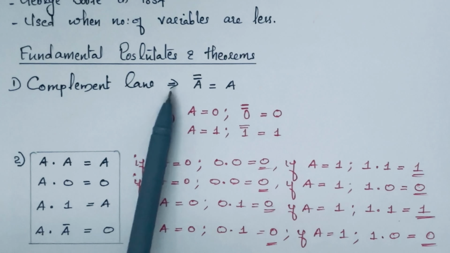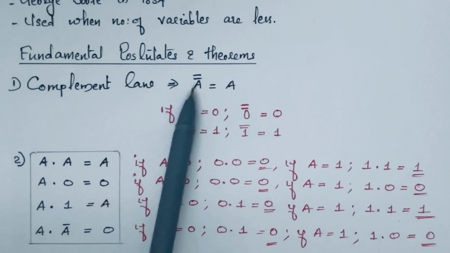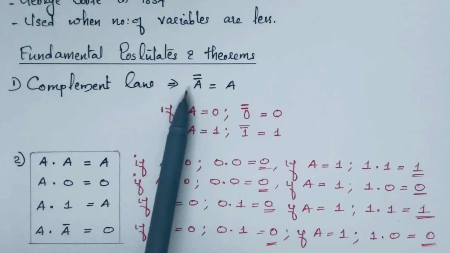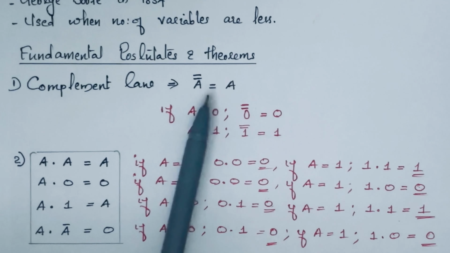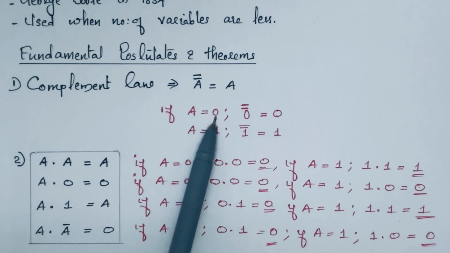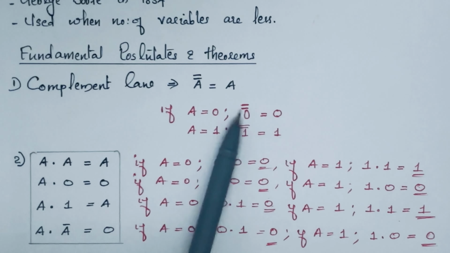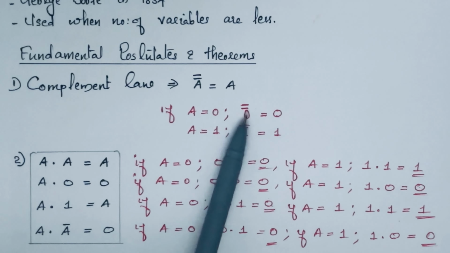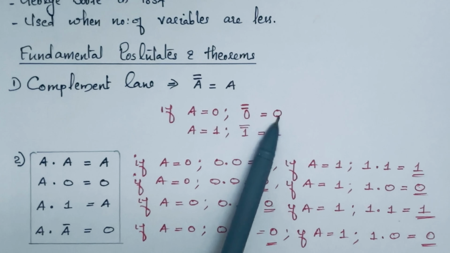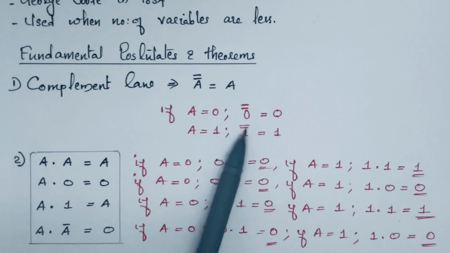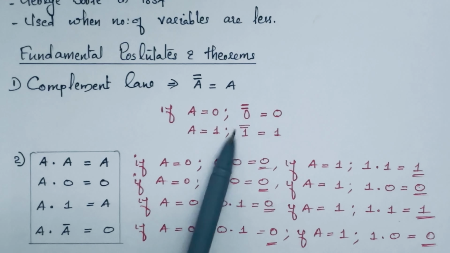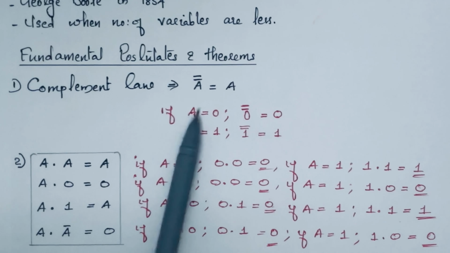The complement law states that A complement the whole complement is equal to A. That means if we complement a binary number twice, that will give the same answer. We can prove this by taking A equal to 0. If A equal to 0, 0 complement is 1, and 1 complement is 0. So 0 complement the whole complement is equal to 0. If A equal to 1, 1 complement is 0, and 0 complement is 1. So 1 complement the whole complement is equal to 1. From these two we can understand A bar the whole bar is equal to A.